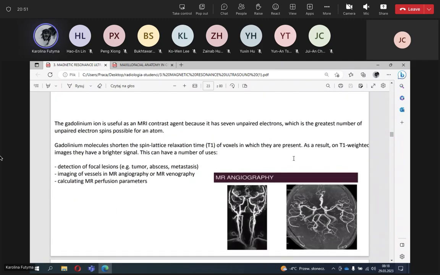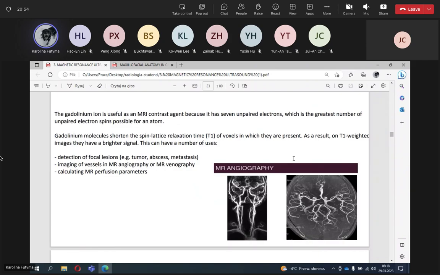Okay. The gadolinium ion is useful as an MRI contrast agent because it has 7 unpaired electrons, which is the greatest number of unpaired electron spins possible for an atom. Gadolinium molecules shorten the spin lattice relaxation time, T1, of voxels in which they are present. As a result, on T1 weighted images, they have a brighter signal. This can have a number of uses. For example, detection of focal lesions, like tumors, abscess, or metastasis of the tumors of a cancer.